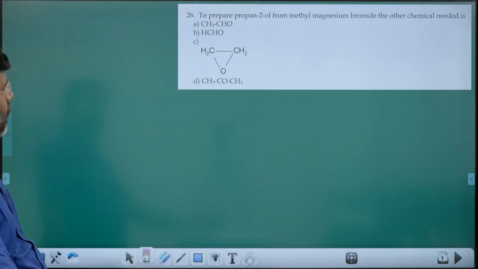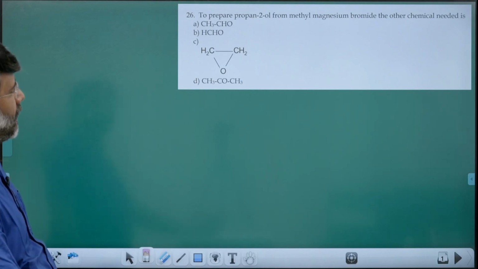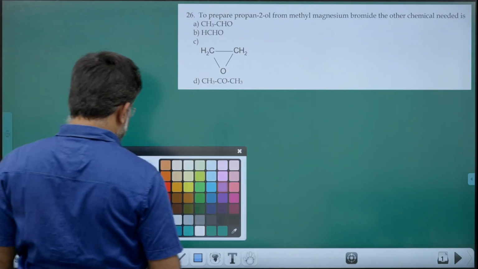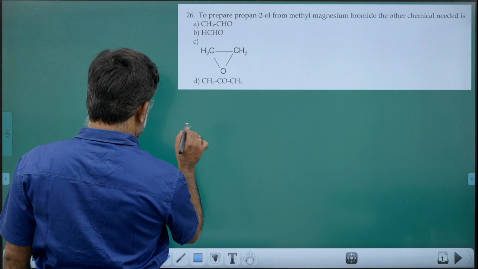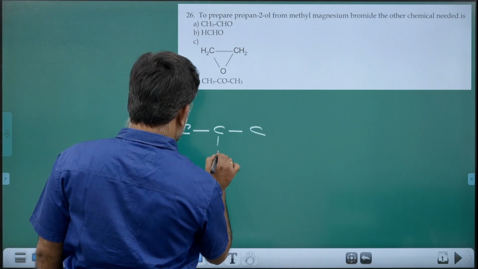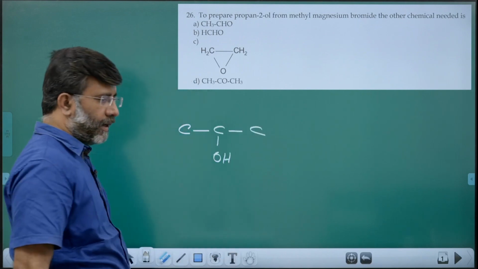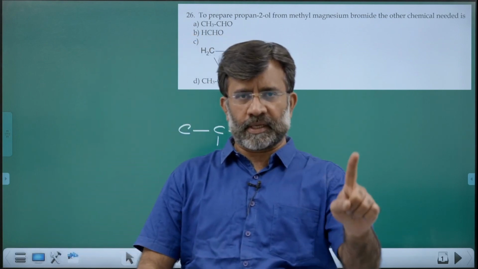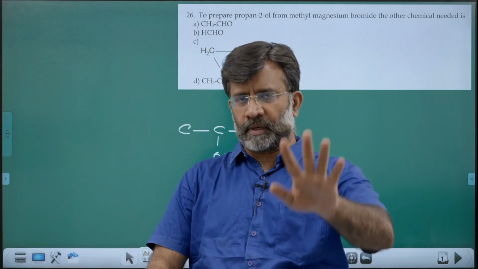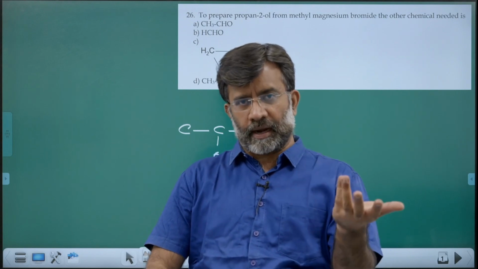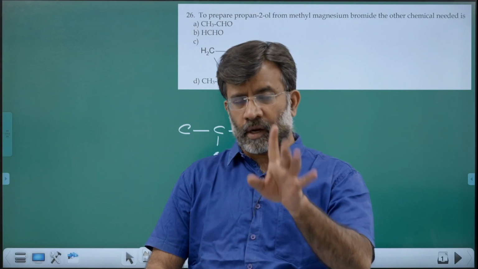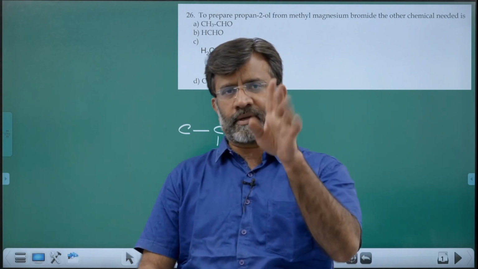To prepare propan-2-ol from methyl magnesium bromide, what other chemical is needed? Propan-2-ol means you want a secondary alcohol with the Grignard reagent. Formaldehyde with the Grignard reagent gives a primary alcohol. Any other aldehyde with the Grignard reagent gives a secondary alcohol. A ketone with the Grignard reagent gives a tertiary alcohol.